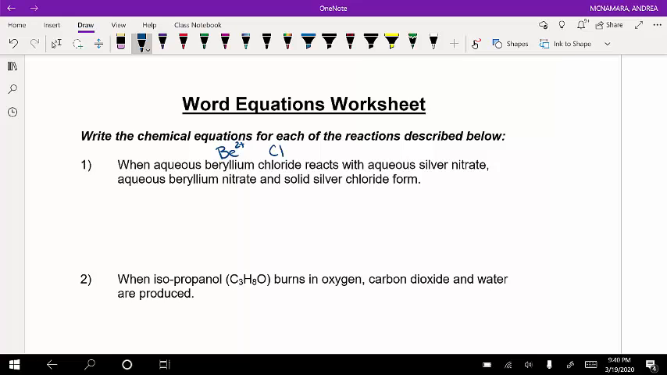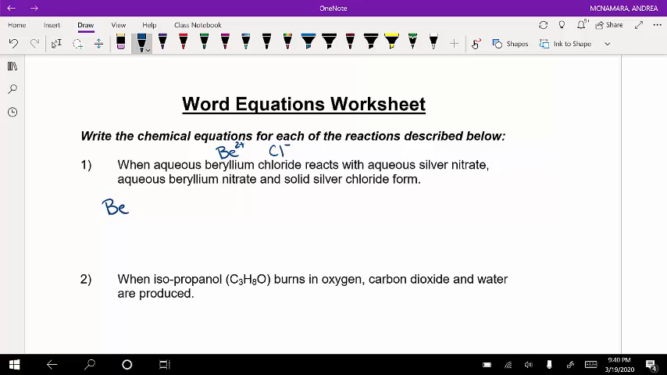Chlorine is in group 7, so that's going to be a 1 minus, right? And by now, I'm not going to go through explanations of that. If you need that, go back to that section, look at videos, do some reading, and ask me some specific questions if you have them, because at this point, we should all be at the point where we can look at a metal and a nonmetal, look them up on the periodic table, and tell what their charges are going to be. Okay, so we have aqueous beryllium chloride.